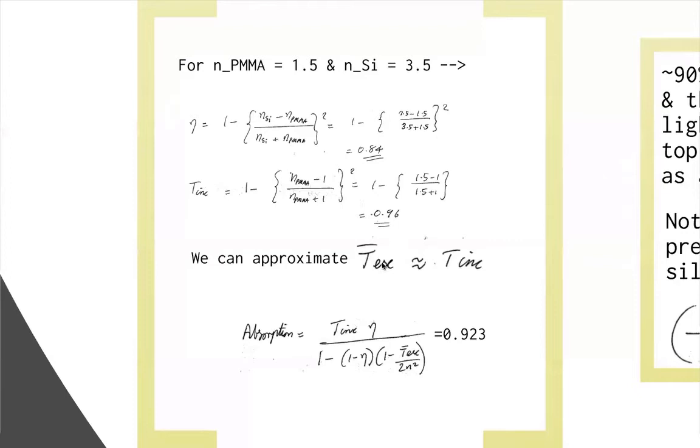We can also approximate, like we did in the last lecture, that the probability of escape is approximately equal to the probability of coming in. So that's about 96%. So now we can write the absorption itself, total absorption, t incident times eta, so it's 0.96 times 0.84 divided by all this stuff. We compute it to get something like 92.3%.